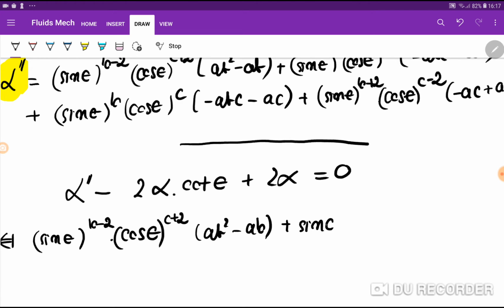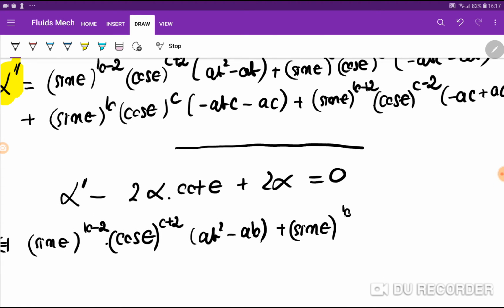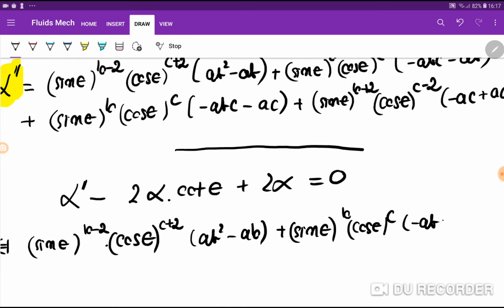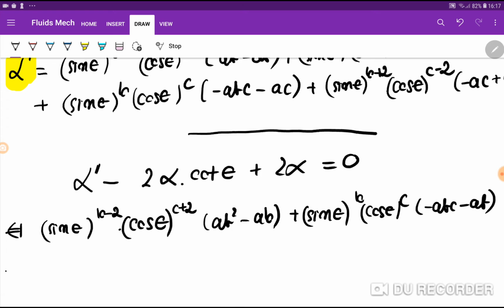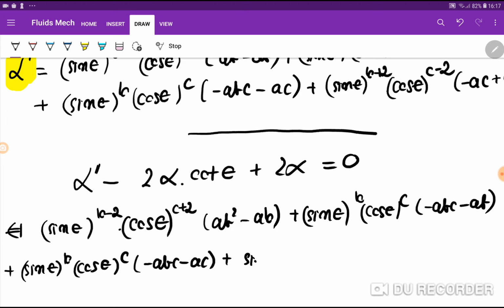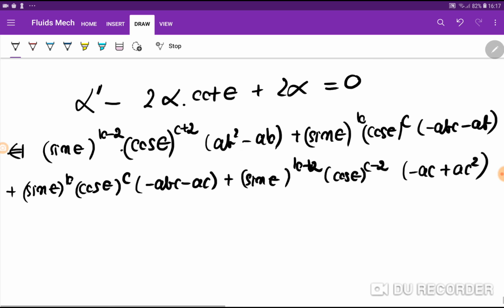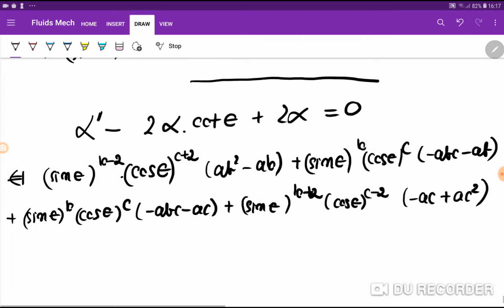I promise. Sine theta to the power of b times cos theta to the power of c times negative abc minus ab, plus sine theta to the power of b times cos theta to the power of c times negative abc minus ac, plus sine theta to the power of b plus 2 times cos theta to the power of c minus 2 times negative ac plus ac squared. Okay, that is not bad.